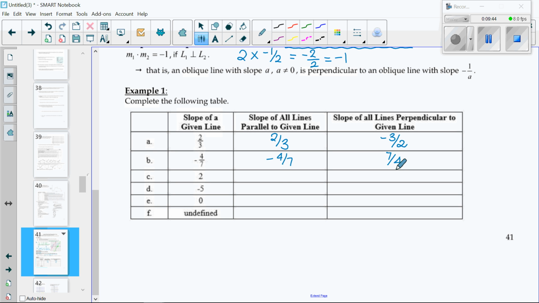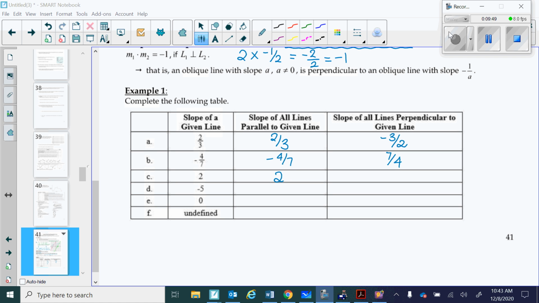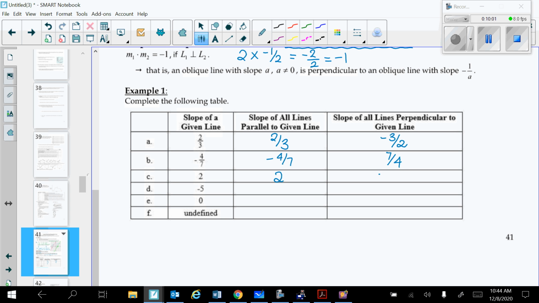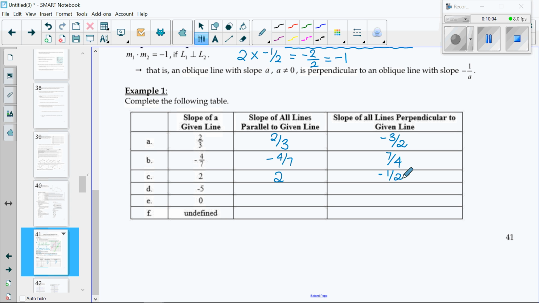If I have a slope of 2, parallel slopes will all be 2. So, where was I? So slope of all lines parallel. If my slope is 2, the parallel line will be 2. If it is perpendicular to the slope of 2, it will need to be -1 over 2. If I have a slope that is -5, all parallel lines will have a slope of -5. The perpendicular line will have a slope of 1 over 5.